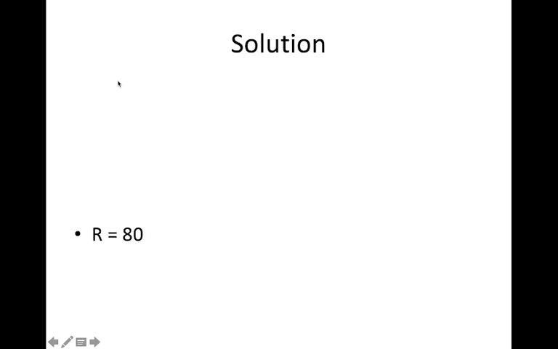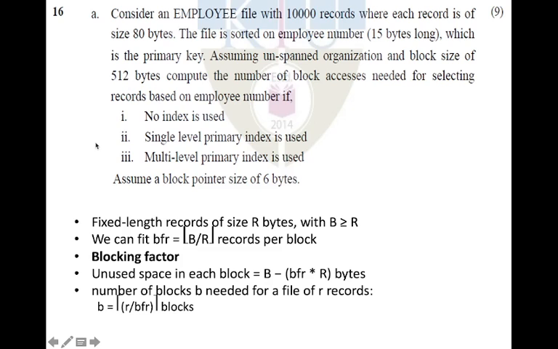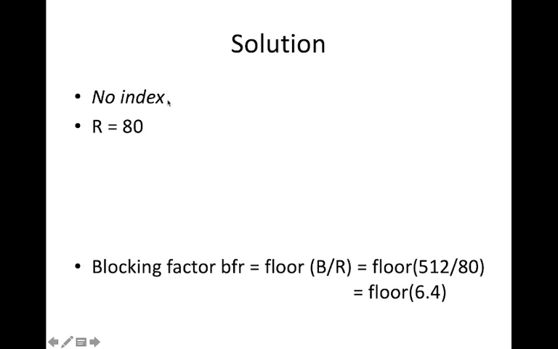We will find the solution for the first case. Here there is no index, so R equal to 80. R equal to 80 means the record size is given. Small r is the fixed size of the record, and it is given as 80 bytes.